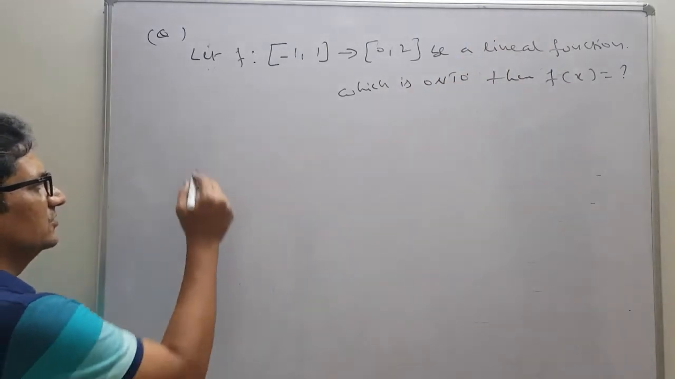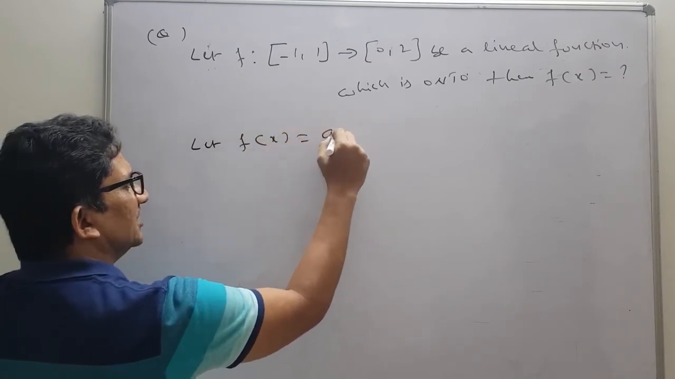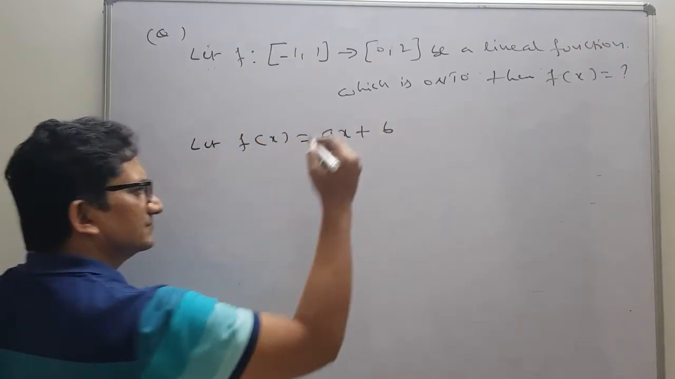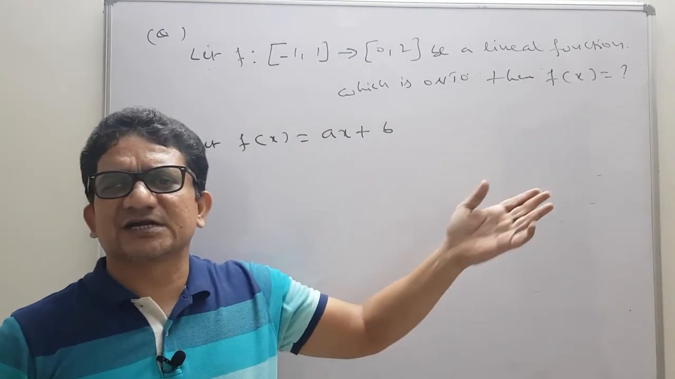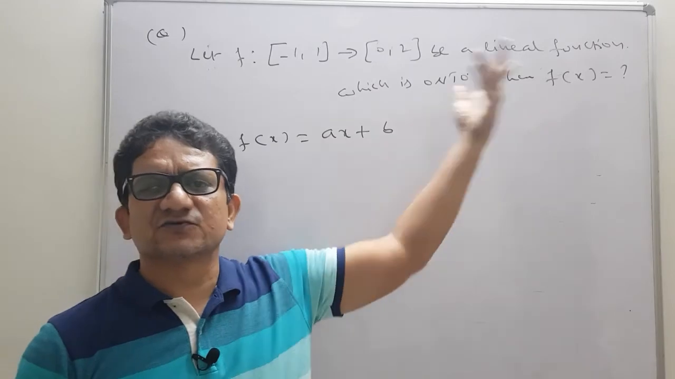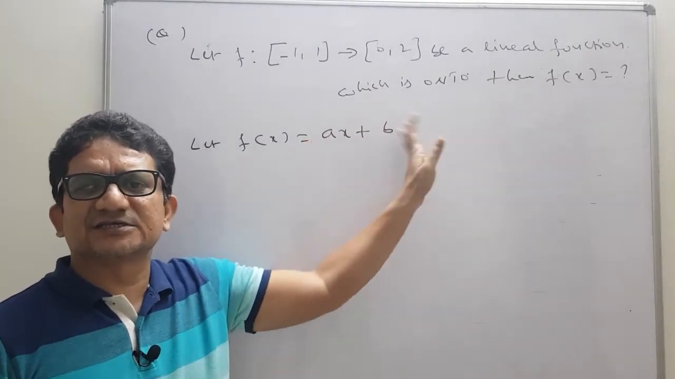Okay. Now we can take f of x equals to, we know that any linear function can be taken like this. Linear function is nothing but a straight line. The most standard form of the straight line is mx plus c. So instead of using m and c, I am taking a and b, that's it. F of x equals to ax plus b.